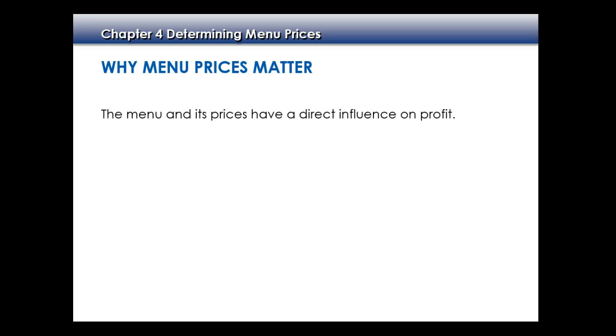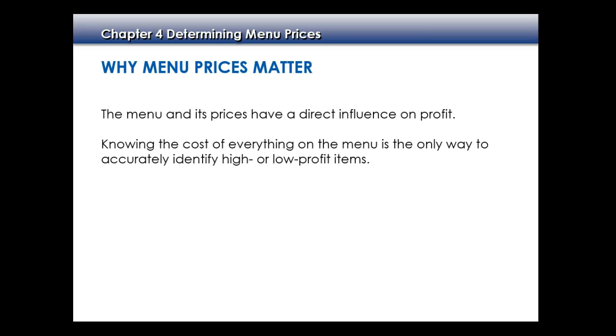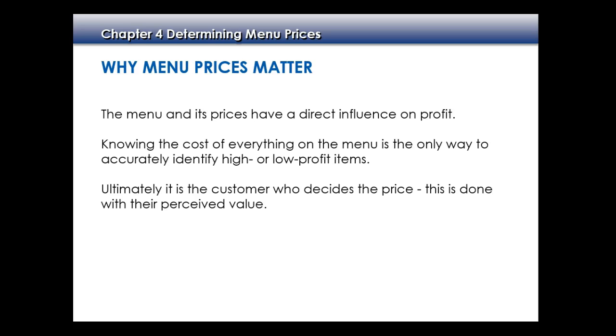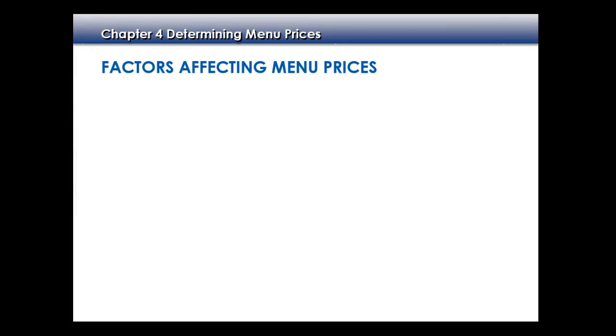So why do prices matter? The menu and its prices have a direct influence on profit. Knowing the cost of everything on the menu is the only way to accurately identify high or low profit items. That's why we focused last week just on the recipes, so we know the accurate recipe, which will give us the accurate cost. But ultimately, it is the customer who decides the price, and this is done with their perceived value.